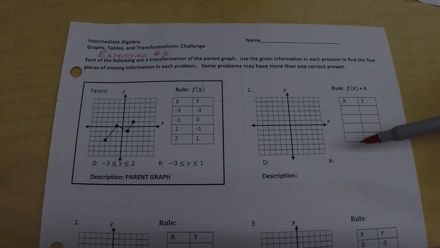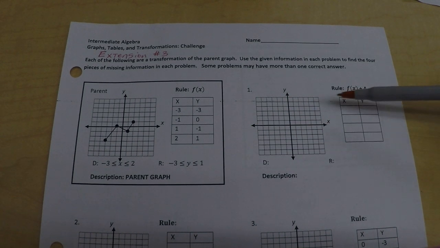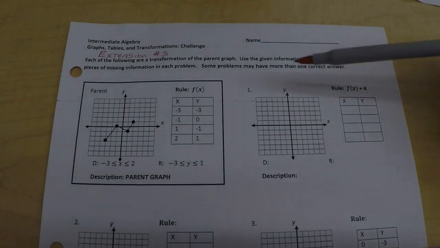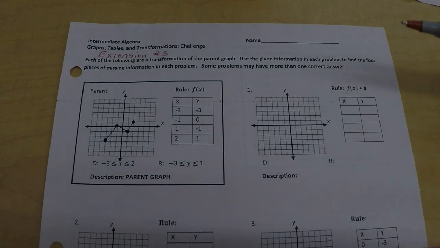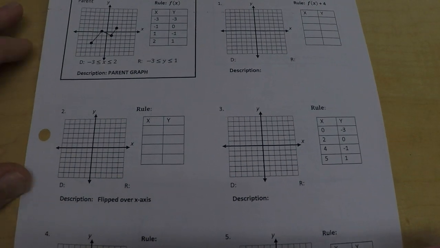And then the domain and range will slightly change. The range will change by going up 4, so you'll add 4 here and you'll add 4 there, but the domain should stay the same because there's nothing that happened to the x's. Okay. Later on, though, you're given different information.